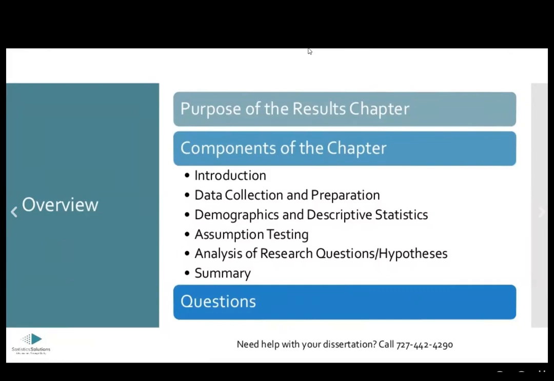Another resource that may be helpful to you all is our dissertation template. So we do have a free dissertation template that students can use to guide the development of their papers. But for the purposes of today, I will be reviewing these components, and then again, I'll take questions at the end.